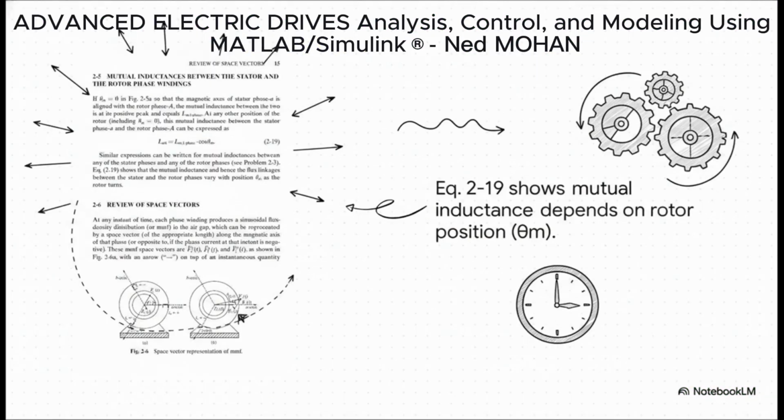And if you look here at equation 2-19 from our text, it just perfectly illustrates the issue. You can see right there that the mutual inductance between the stator and rotor phases depends on the cosine of the rotor's angle. What does that mean for us? It means our equations of motion have coefficients that are changing all the time. And believe me, trying to solve that directly is a real nightmare.